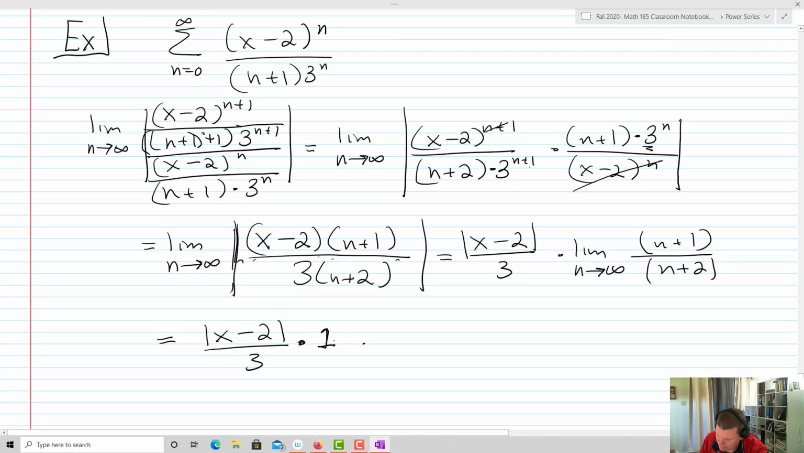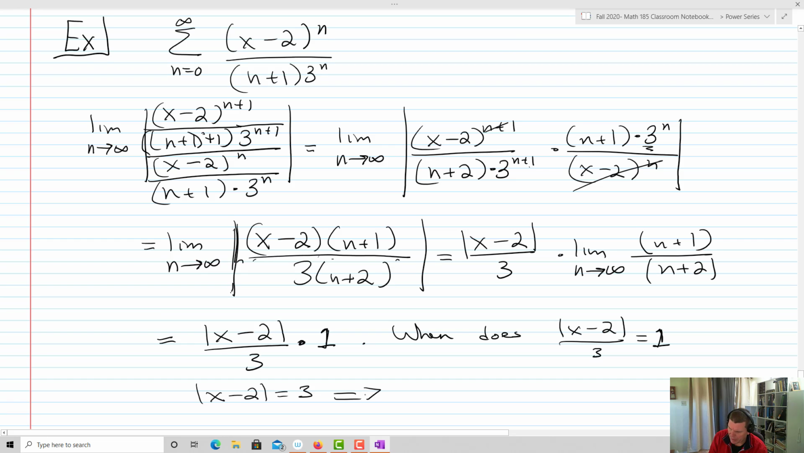Now what we want to figure out is when does the absolute value of x minus 2 divided by 3 equal 1? Because that's the threshold for the ratio test. The threshold for the ratio test is that when it's less than 1 we have convergence, and when it's greater than 1 we have divergence. So all we're going to do is solve. We get that x minus 2 in absolute value is going to equal 3.